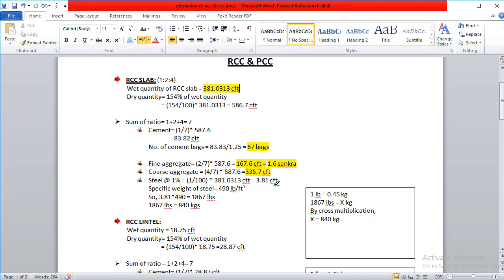Now in the market, if you want to buy steel, you cannot get it in cubic feet. You will get it by its weight in pounds, kgs, or tons as well. So to convert this cubic feet, I simply multiply it with the specific weight of steel, which is 490 pounds per cubic foot. So 3.81 multiplied by 490, I get the weight of this steel in pounds, which is 1867 pounds.